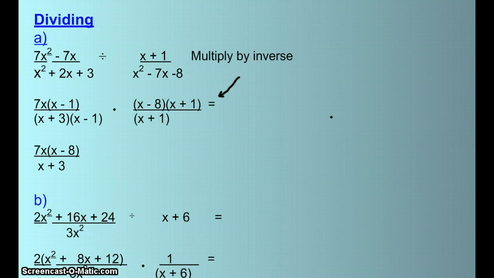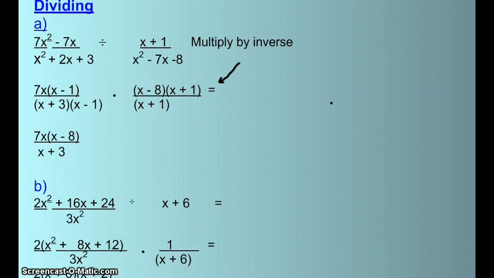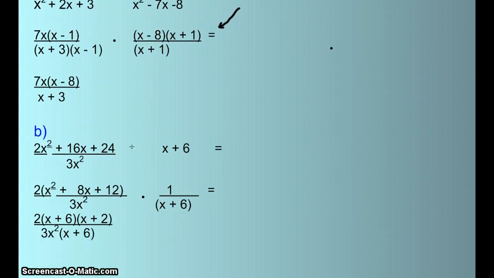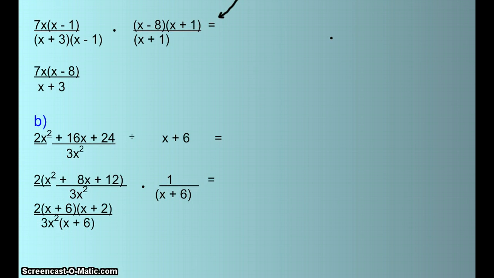In B, I have (2x squared plus 16x plus 24) over 3x squared, and I want to divide that by x plus 6, a binomial. Again, you're going to multiply by the inverse of that binomial, so you're going to multiply by 1 over (x plus 6). In the first fraction, I took out a common factor of 2, so that I get 2 times (x squared plus 8x plus 12).